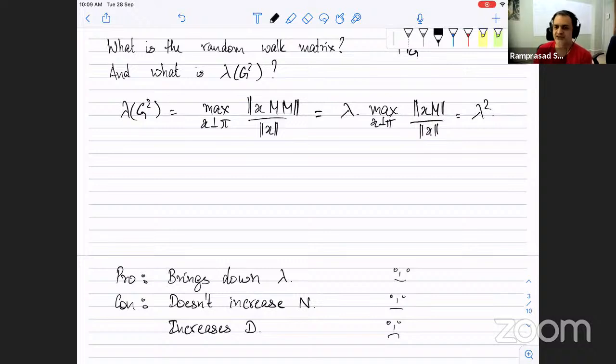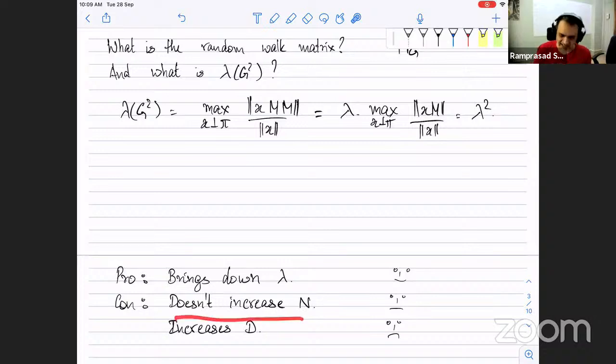So what are the pros and cons of this operation? The big pro is that lambda has now become lambda squared. And notice lambda was a number between 0 and 1, so the square of a number is much smaller than what you started off with. So it's amazing at bringing lambda down. It helps improve the spectral gap.